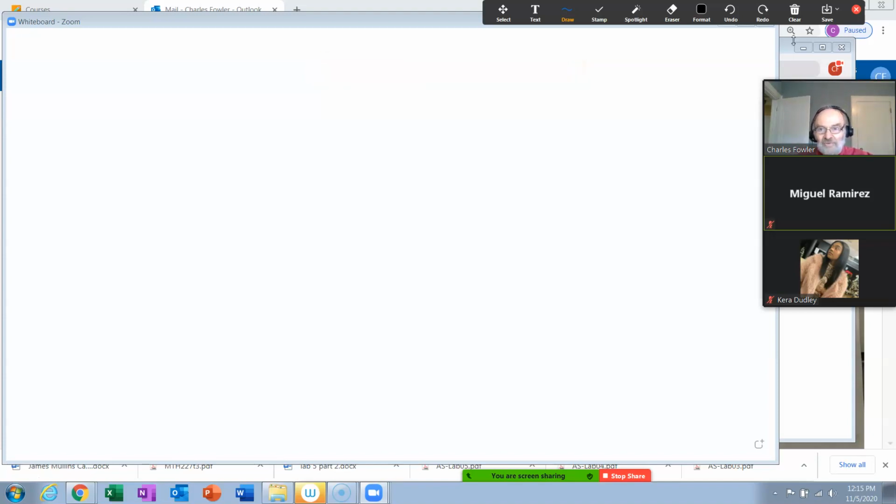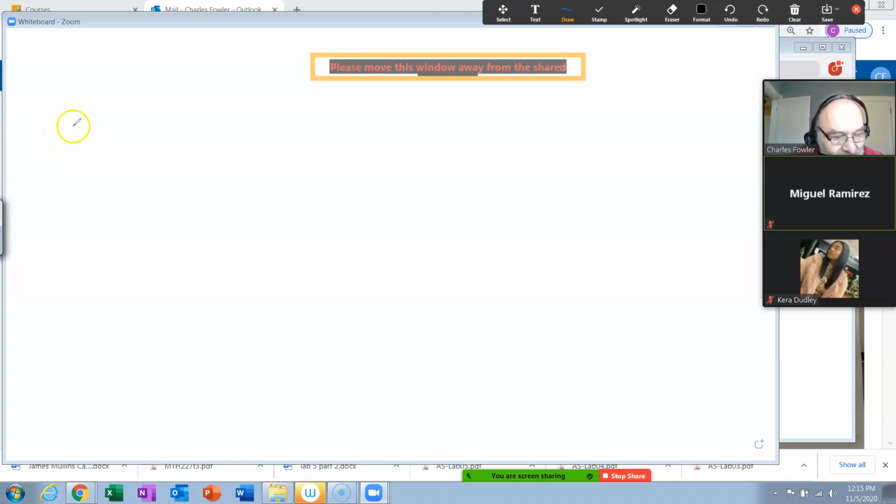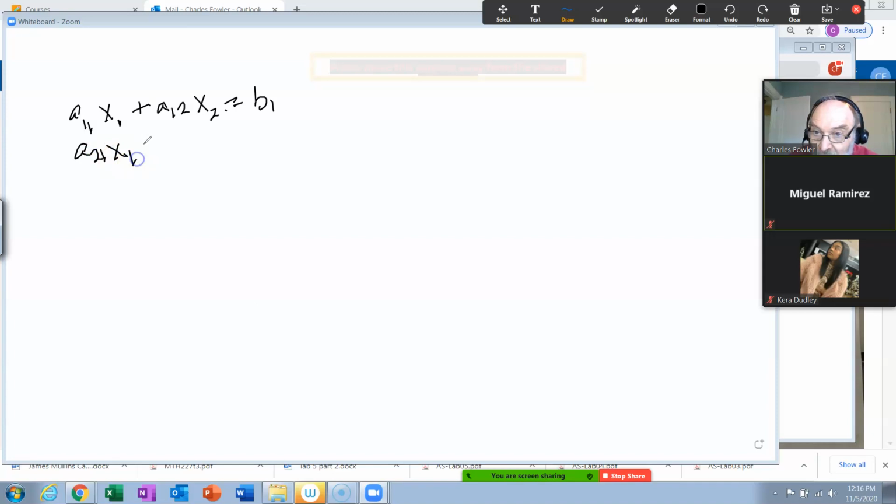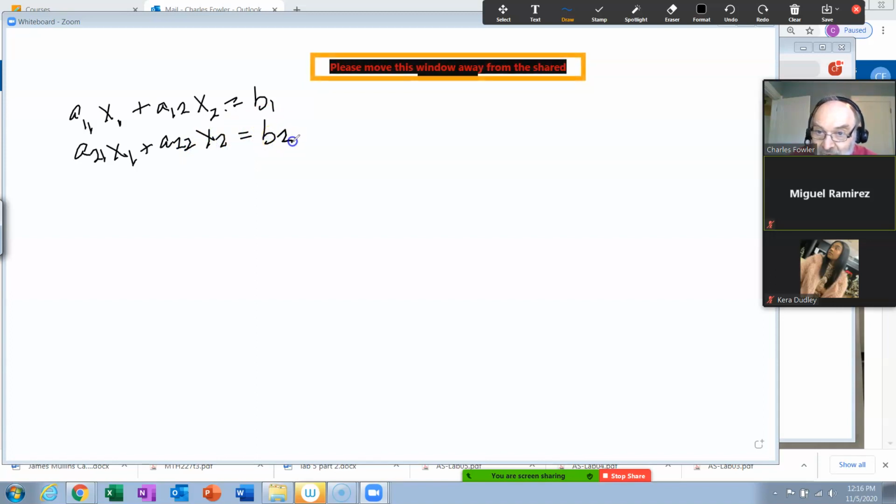a simple 2x2 system of equations, and that's going to be this: A11 times x1 plus A12 times x2 is equal to B1. A21 times x1 plus A22 times x2 is equal to B2.